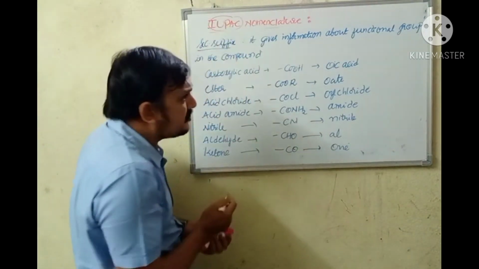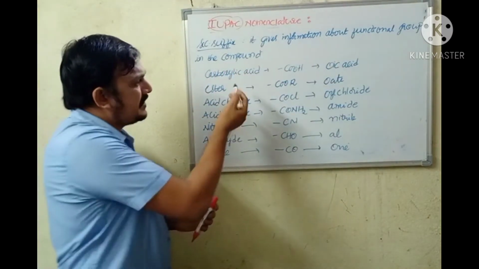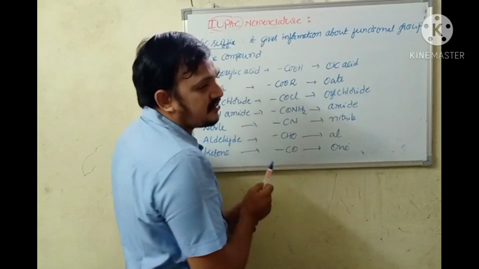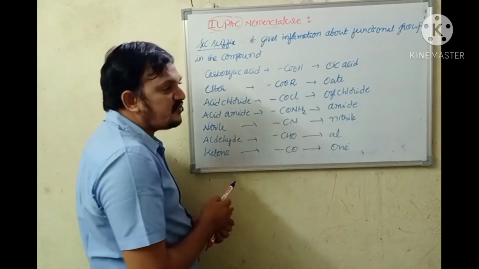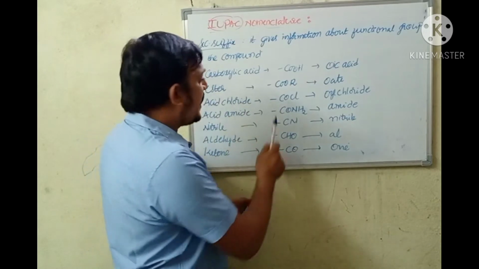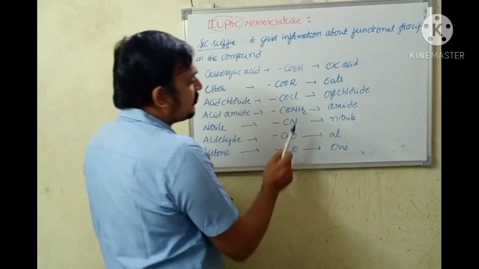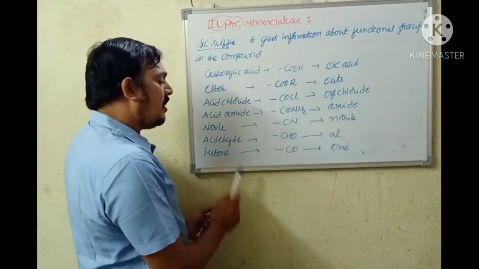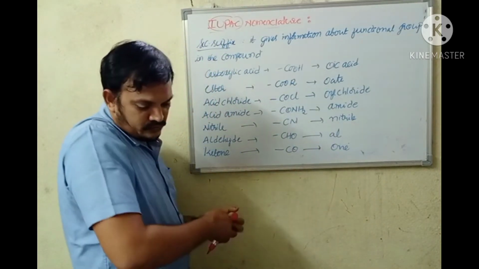So once again, secondary suffix gives information about the functional group in the compound. Different types of functional groups. Carboxylic acid functional group COOH is given secondary suffix oic acid. Esters, COOR, it is given secondary suffix oate. Acid chloride COCl, it is given secondary suffix oyl chloride. Acid amide CONH2, amide. Nitrile CN, nitrile. Aldehyde CHO, al. Ketone CO, one.